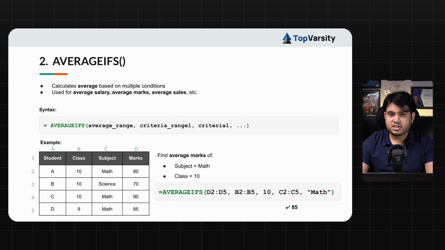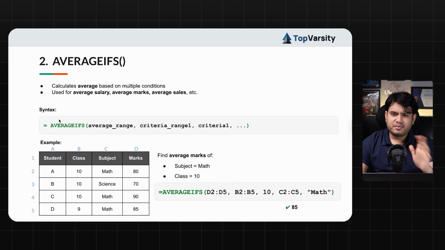Now we'll talk about AVERAGEIFS. AVERAGEIFS is used to get an average on multiple conditions. If we have two or three or more conditions like SUMIFS, then we'll use this. For example, here the average marks where subject equals math and class 10. You need to find the average marks where subject should be math and class should be 10, so the 10th class math subject average.